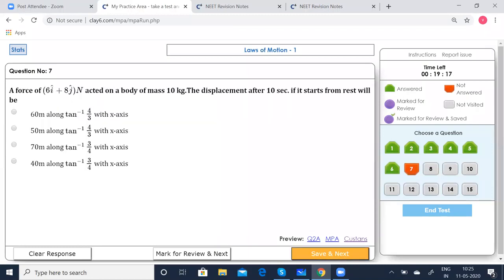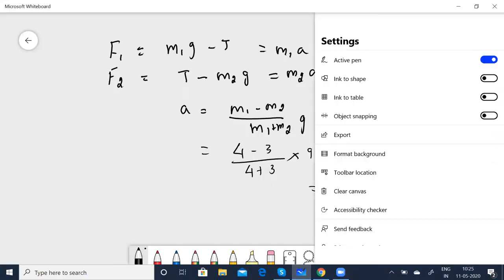Next is a force of 6i vector plus 8j vector newtons acting on a body of mass 10 kg. The displacement after 10 seconds, if it starts from rest, will be what? This is an interesting problem. Let me solve this. Before that, let me clear that.